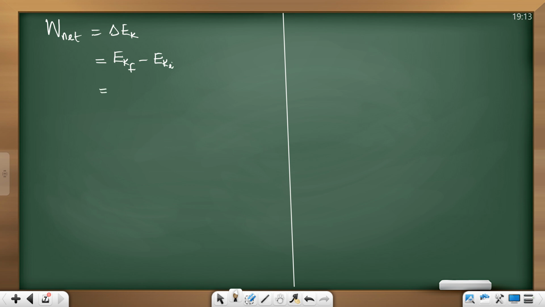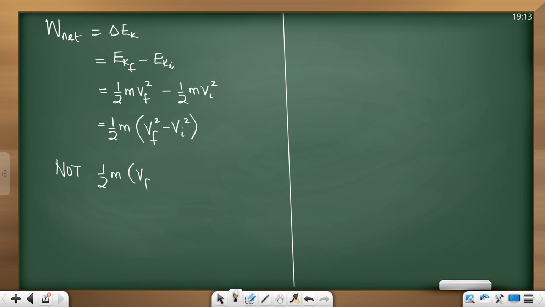And what is the formula for kinetic energy? Half mv squared. But check, I am saying what? Final here. Right? Minus half mv initial squared. What's common? Mass and half. So what do we say? Half m, then vf squared minus vi squared. Not half m vf minus vi, this is wrong.